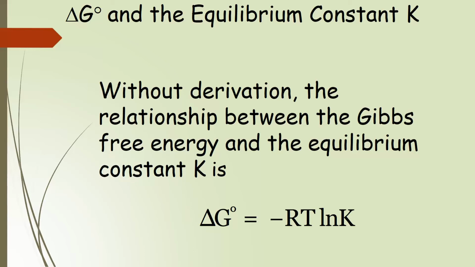Del G naught and the equilibrium constant K. Without derivation, the relationship between the Gibbs free energy and the equilibrium constant K is: del G naught is equal to minus RT log K, in which G stands for the Gibbs free energy, R stands for the molar gas constant, T stands for the temperature, and K is the equilibrium constant.